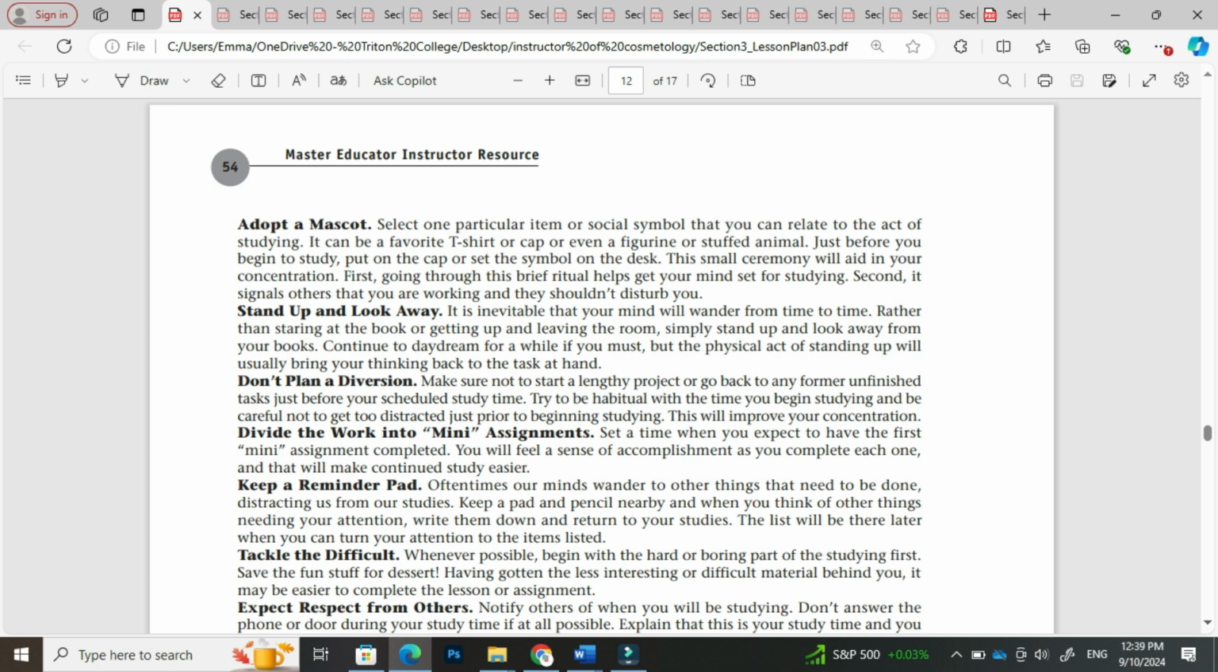Oftentimes, our minds wander to other things that need to be done, distracting us from our studies. Keep a pad and a pencil nearby, and when you think of the other things needing your attention, write them down and turn to your studies. The list will be there later when you can turn your attention to the items listed.